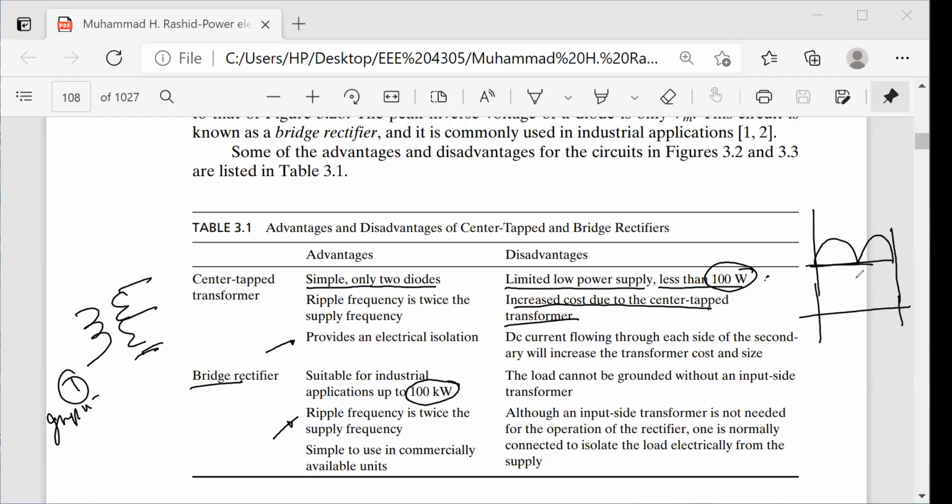In your input here, it completes the 1 cycle. Here you are completing 2 cycles. Same thing, right? That is why the frequency will be double your input frequency. You got my point? Yes, sir. And it is simple to use commercially.